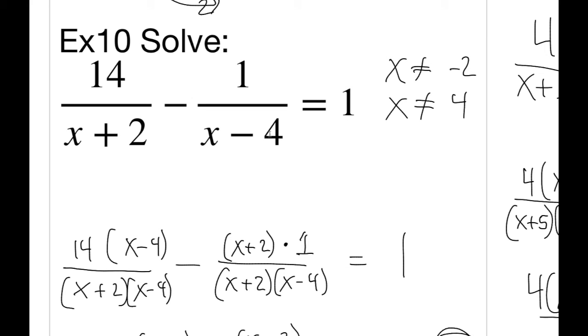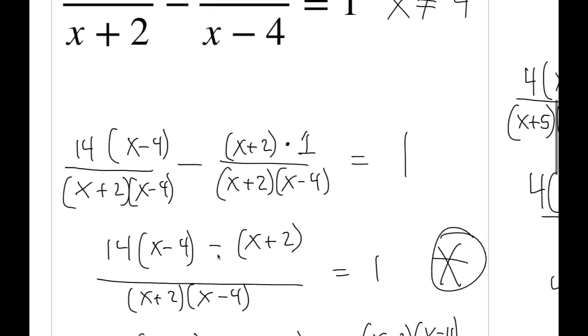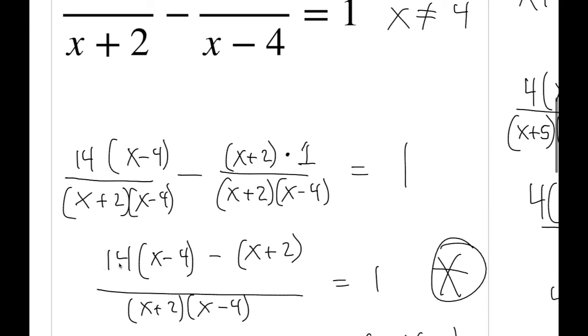To get the least common denominator, you have to multiply by the missing expression. We already have an x minus 4. We need to multiply it by an x plus 2 in both the denominator and the numerator. So there it is. And now that we have common denominators, we can do the subtraction. We can turn it into one fraction here: 14 times x minus 4 minus x plus 2. I really think it's important to remember these parentheses right here, because if you don't, you might just accidentally write all this minus x plus 2. And really, you have to make sure you're subtracting the entire numerator.